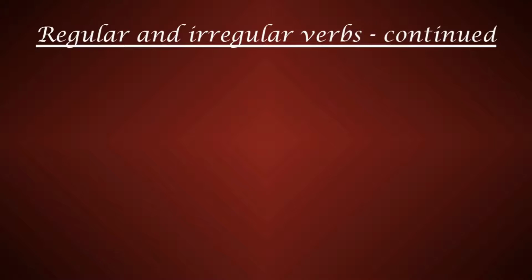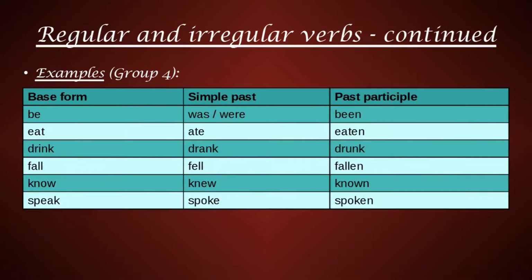Group 4. Base form be, simple past was or were, past participle been. Similarly, eat, ate, eaten, drink, drank, drunk, fall, fell, fallen, know, knew, known, speak, spoke, spoken. Here, all the three forms are different from each other. We will learn about the conjugation of verbs in my later videos.